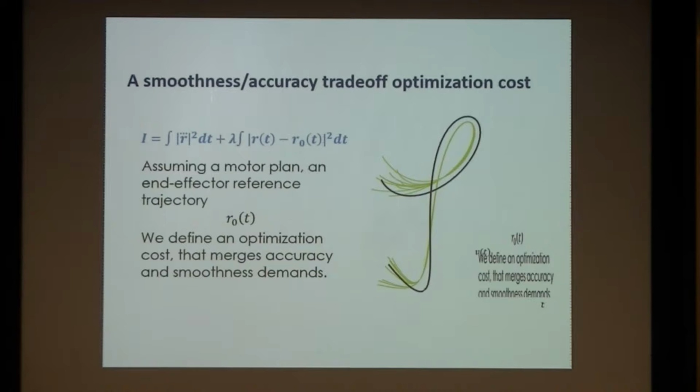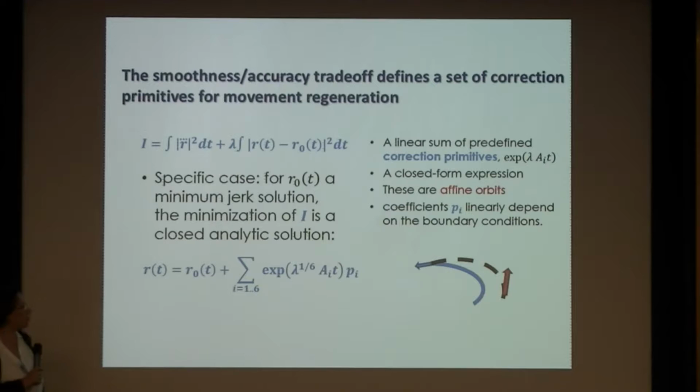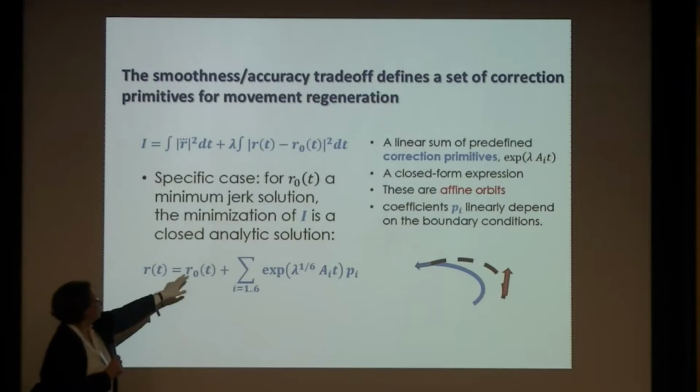Another result is to assume that you don't only minimize jerk, but you want a minimization of jerk and accuracy. Okay? So you have some kind of template of trajectory that follows minimum jerk, and you have some perturbation of the initial condition or the final condition, or you want to get as smooth a trajectory as possible to some displaced trajectories. So when you solve that, you get a solution. This is a paper that was published recently in IEEE Robotics and Automation. The solution is the template, which is the minimum jerk, and a sum of six orbits following this expression.